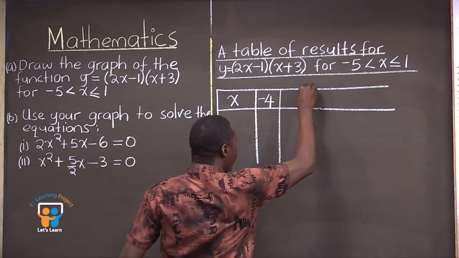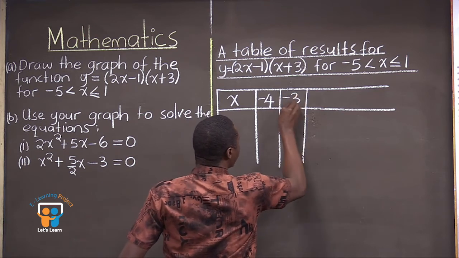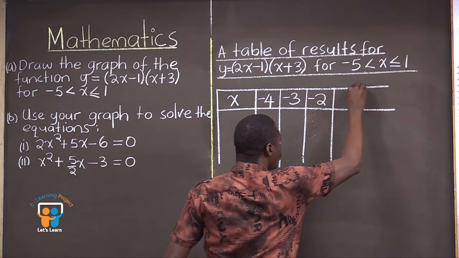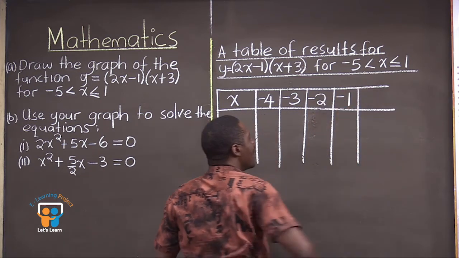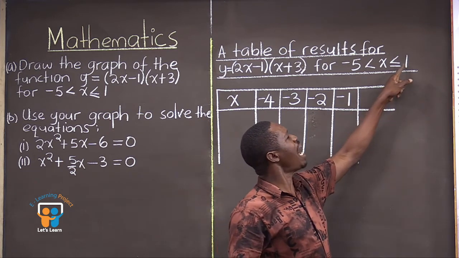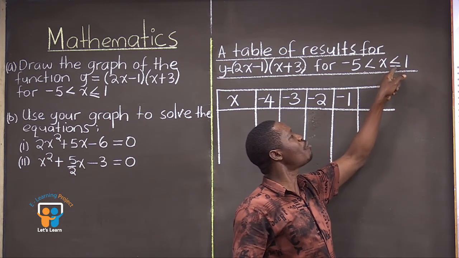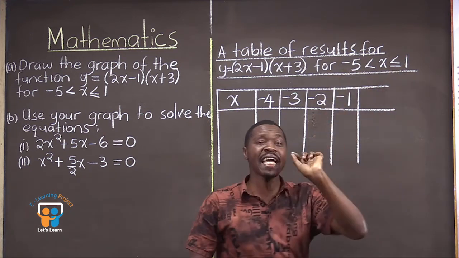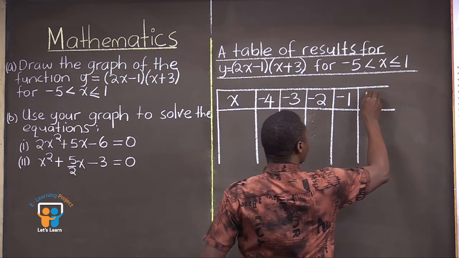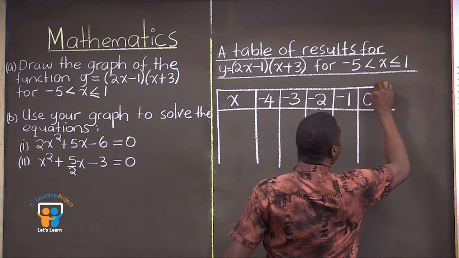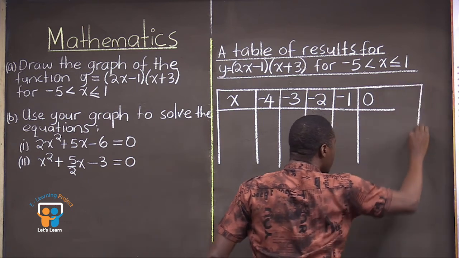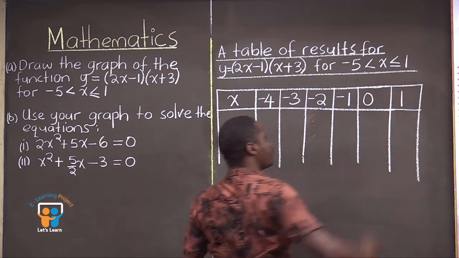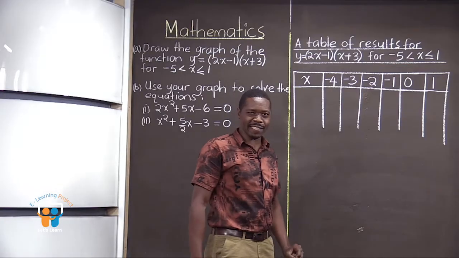And then from −4, we shall go to −3. From −3, we go to −2. From −2, we shall go to −1. But they said you go up to +1. We are having 2 inequality symbols, so which means 1 is inclusive, but the −5 was exclusive. So from there we shall go to 0. From 0 we continue up to 1. Those are our values of x.